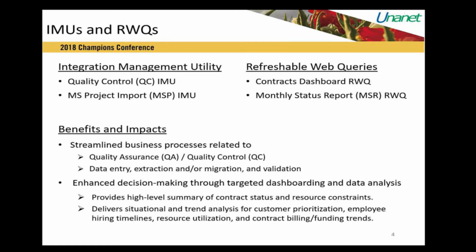Since employing the Unanet Financials and Project Portfolio ERP, we have spent a lot of time exploring the advanced functionalities provided by Unanet, specifically as they pertain to the Integration Management Utility, the IMU, and the Refreshable Web Queries, the RWQ. The importance of using these tools may be summarized through our ability to streamline business processes, in particular as they are related to quality assurance and quality control, which simplifies our overall quality processes through automated implementation to identify data anomalies and discrepancies.